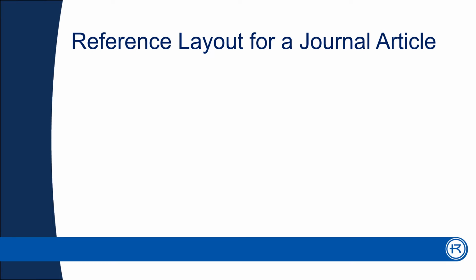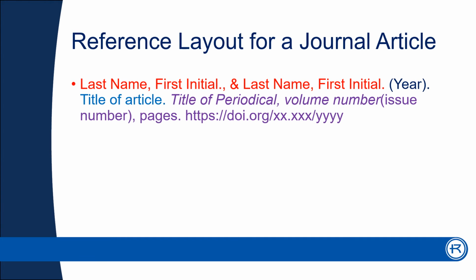Now let's talk about the reference layout for a journal article. Here's an example of how it should be laid out with two authors. Last name, comma, first initial, ampersand, last name, comma, first initial. That's the author's information. Then you put the publication year in parentheses, followed by a period. You put the title of the article in sentence case, which means the first letter is capitalized but everything else is not. And then you provide the title of the periodical with the volume number, issue number, page range, and the DOI where you found the article.